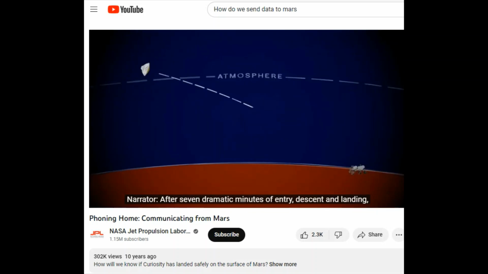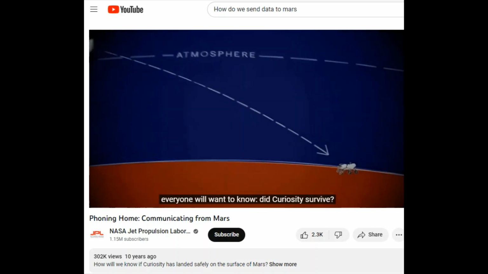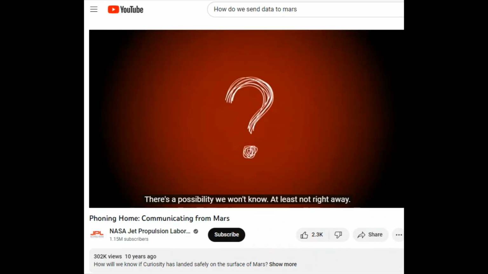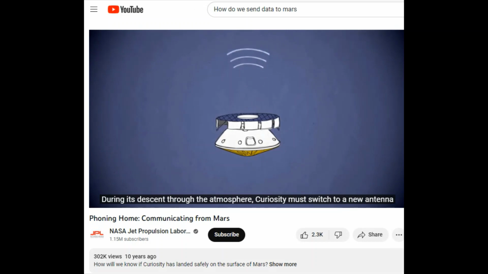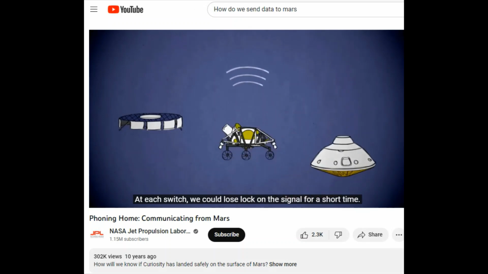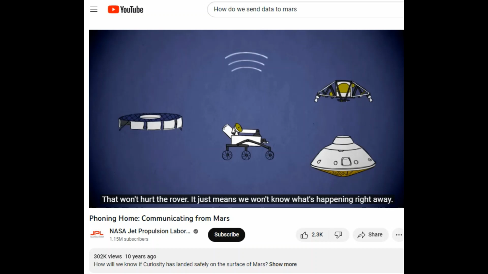After 7 dramatic minutes of entry, descent, and landing, everyone will want to know, did Curiosity survive? There's a possibility we won't know, at least not right away. During its descent through the atmosphere, Curiosity must switch to a new antenna for each transformation it makes. At each switch, we could lose lock on the signal for a short time. That won't hurt the rover, it just means we won't know what's happening right away.